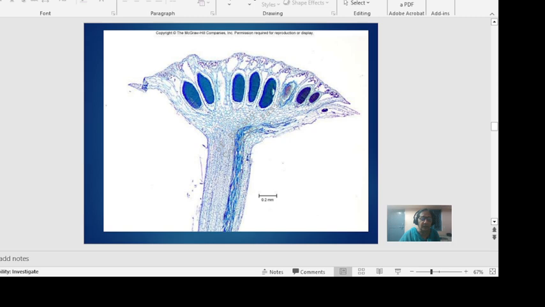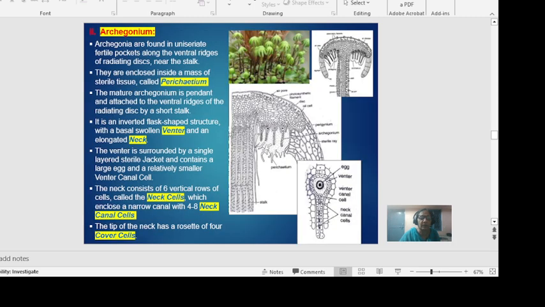Then comes the archegonia, which is found in serrate fertile pockets on the ventral ridges of the radiating discs. The archegonium is enclosed in the perichaetium, and this archegonium is pendant, attached to the ventral ridges.